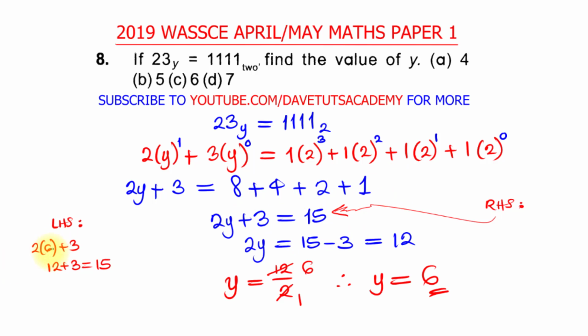And you can see that is actually the correct answer. So looking at our options, the correct answer is option C. 6 is the value of y that we're asked to find.